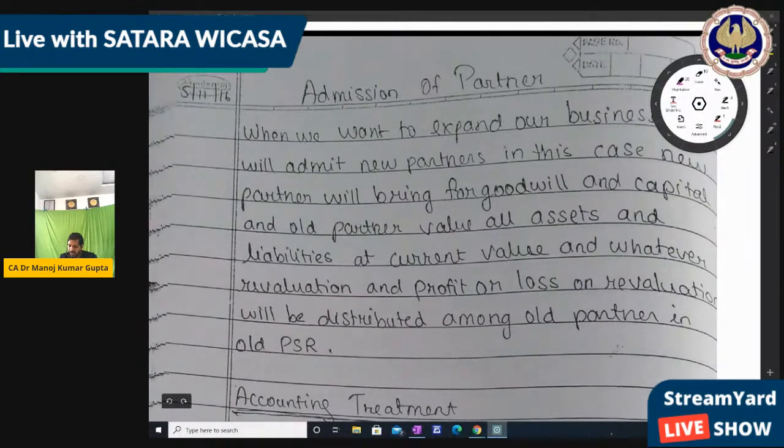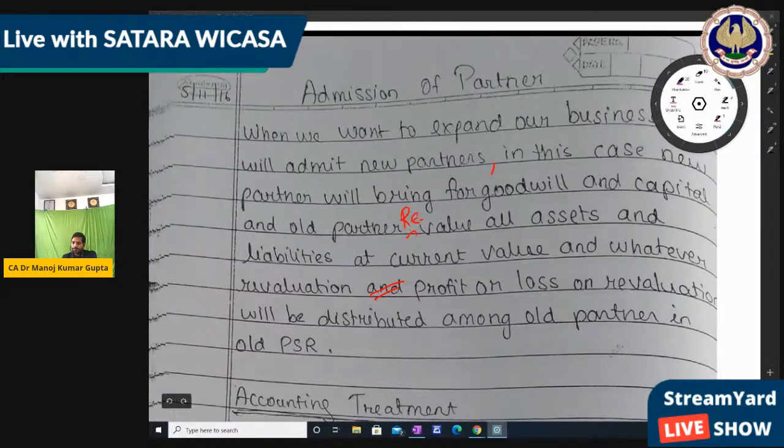We want to expand our business, so we will admit a new partner, right? In this case, the new partner will bring goodwill and capital, and the old partners revalue all assets and liabilities at current value. Whatever revaluation profit or loss arises will be distributed among all old partners in the old PSR.